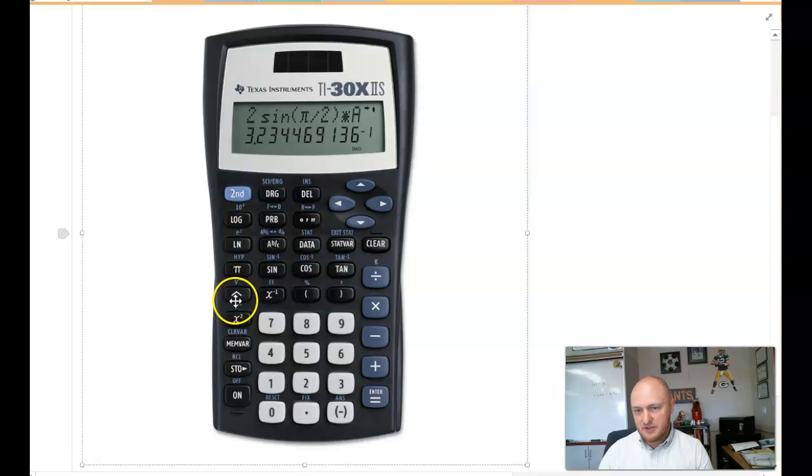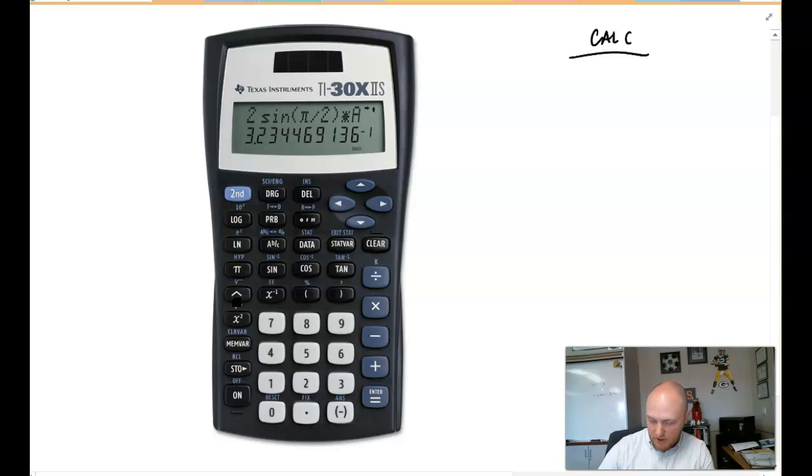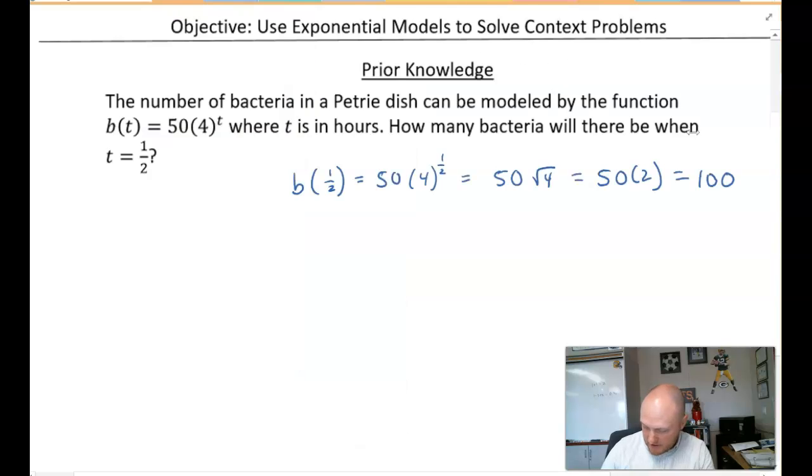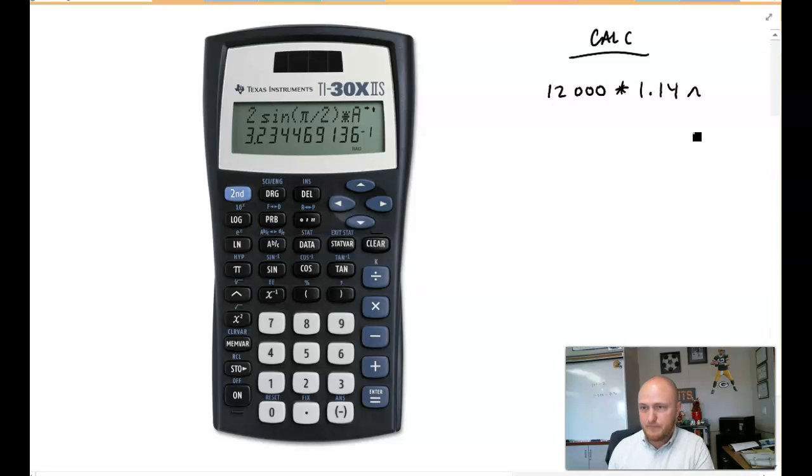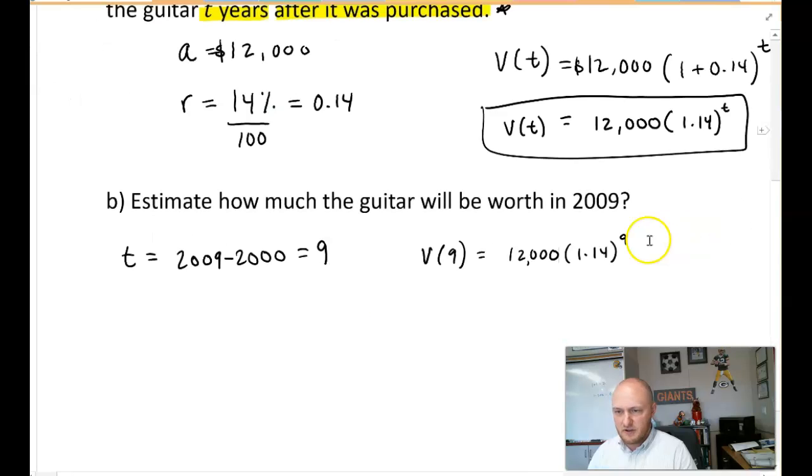If you want to type in an exponent, I'll show you what it looks like on our calculator. We're going to enter 12,000, then hit the multiplication button, and multiply by the base, 1.14. And then I'm going to enter a caret. That's this button right here, little up arrow. And then I enter my exponent, to the power of 9. So we enter that, and that will be our answer.